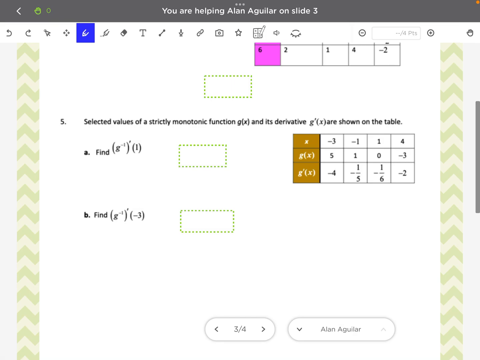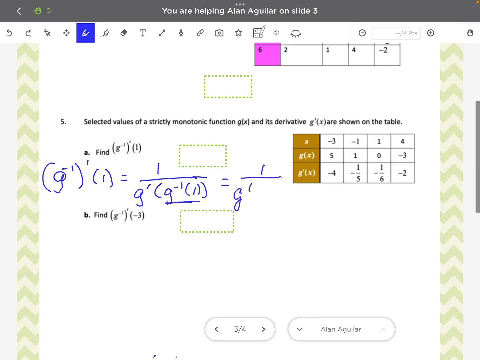Okay, this is a derivative of the inverse problem. So we want the derivative of the inverse at 1. So the formula says if we want to find the derivative of the inverse, I'm just going to keep it with this notation, it is 1 over the derivative of the original, so the original function is g, evaluated at the inverse at 1. So 1 over g prime of, I need to figure out what the inverse of 1 is.